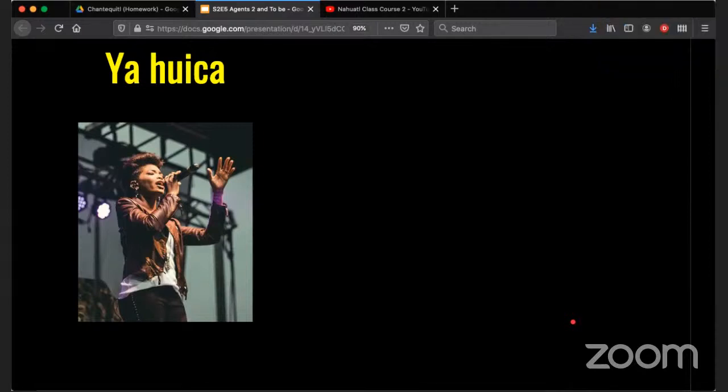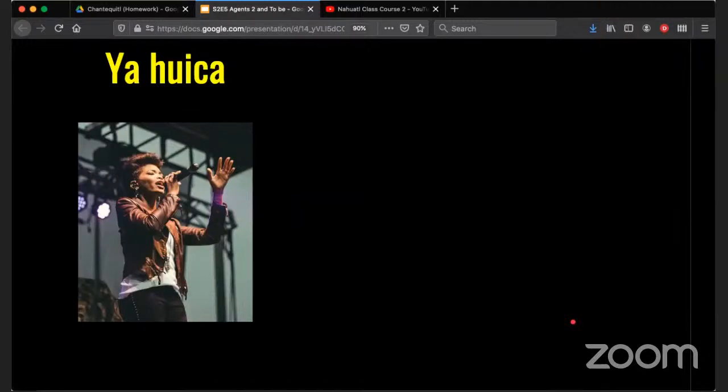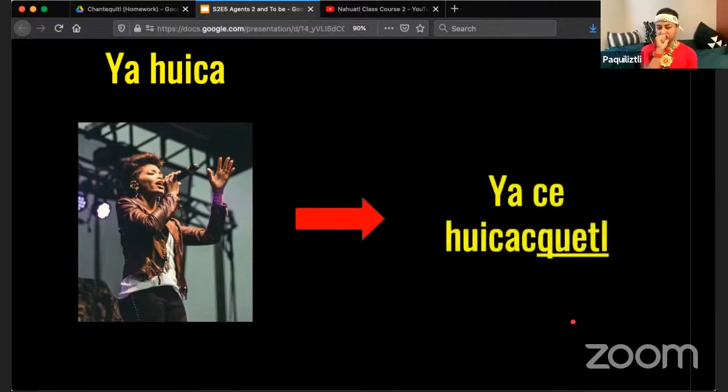Ya se huicaque. And what class verb is this? Looks like a one. Yes, I believe so. And I believe there's actually two, a huica one and a huica two. I don't know which one is which, but one of them means to take something from one place to another, and the other one means to sing. So huicaque here would be to sing. And I believe they're both class one verbs.